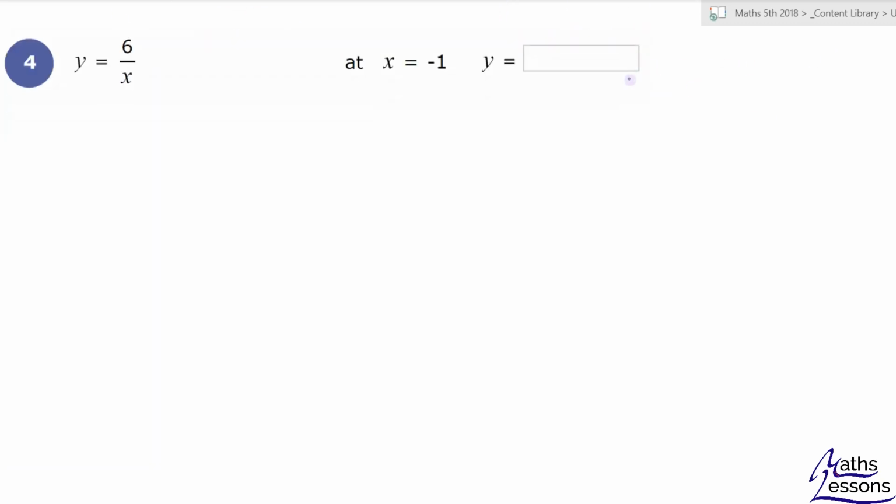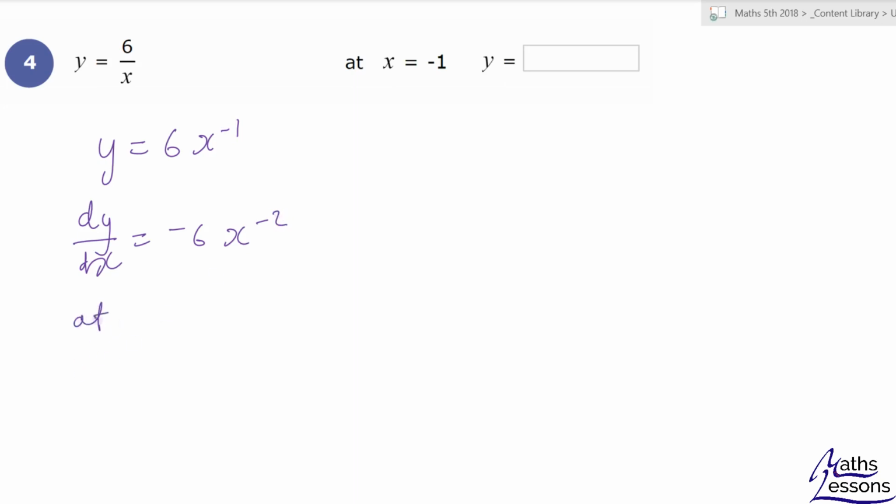Okay, trickier one. Rewrite this as a negative power, much easier to differentiate. So you get 6x to the minus 1. If you're not good on powers, go back to my videos levels 6 to 7 and levels 8 to 9 on powers. Okay, recorded last week. So we differentiate this. Times by the power, we get minus 6x to the minus 2. We're taking 1 off that power to get minus 2.